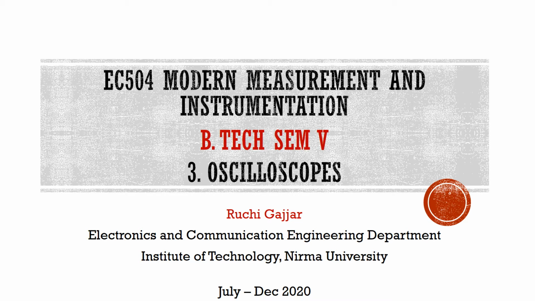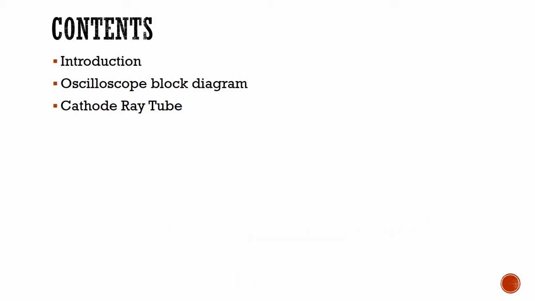In the last class we finished with the second unit of this course, which was on bridge measurements. So in today's class we're going to start with the third chapter, and that is on oscilloscopes. What we will be seeing in the class is an introduction of all the contents of the course, the chapter that we're going to study, and then we're going to start with the block diagram of a normal oscilloscope.